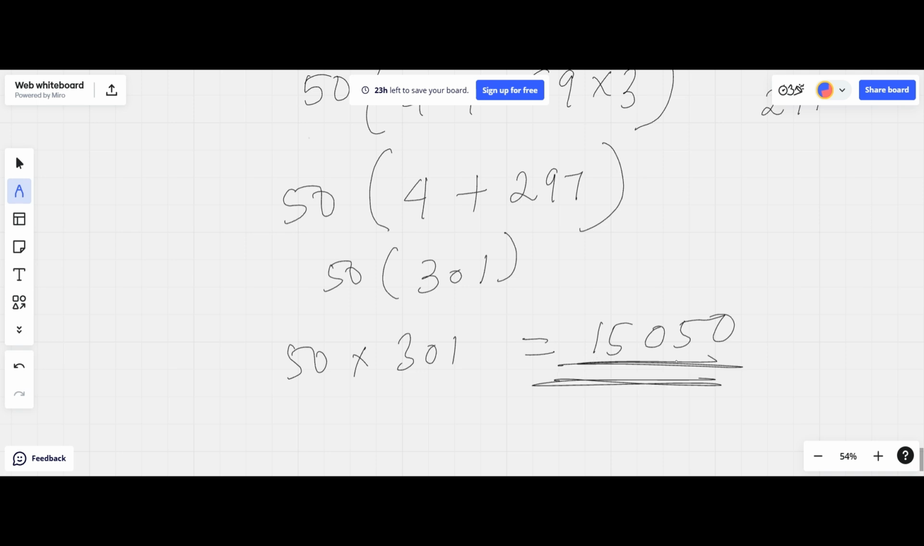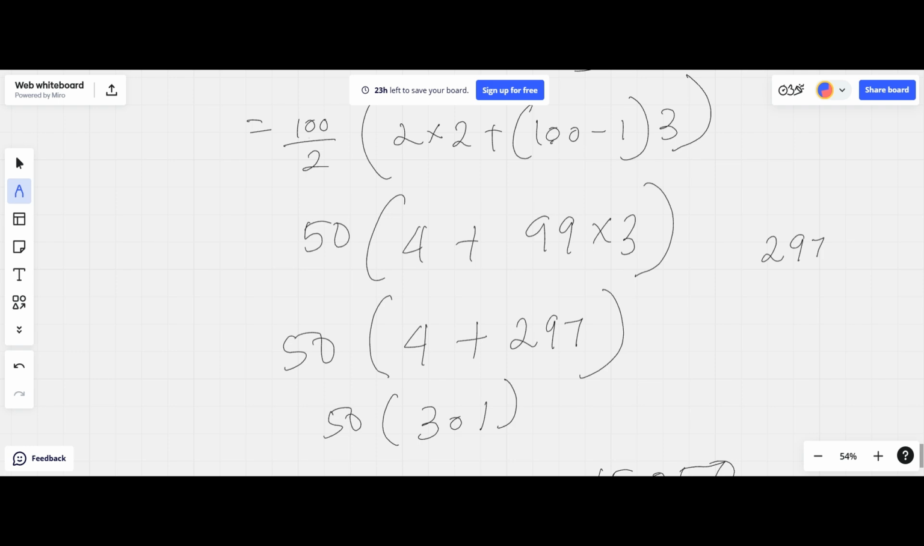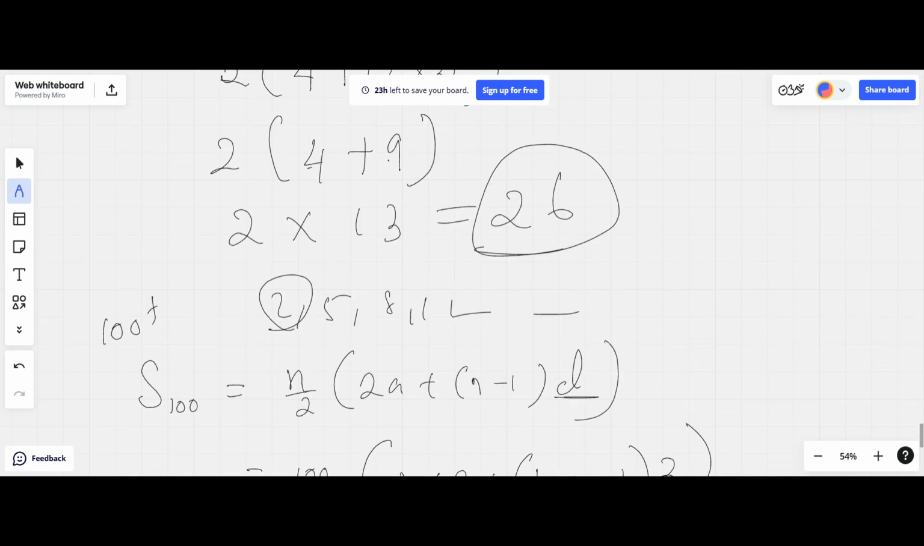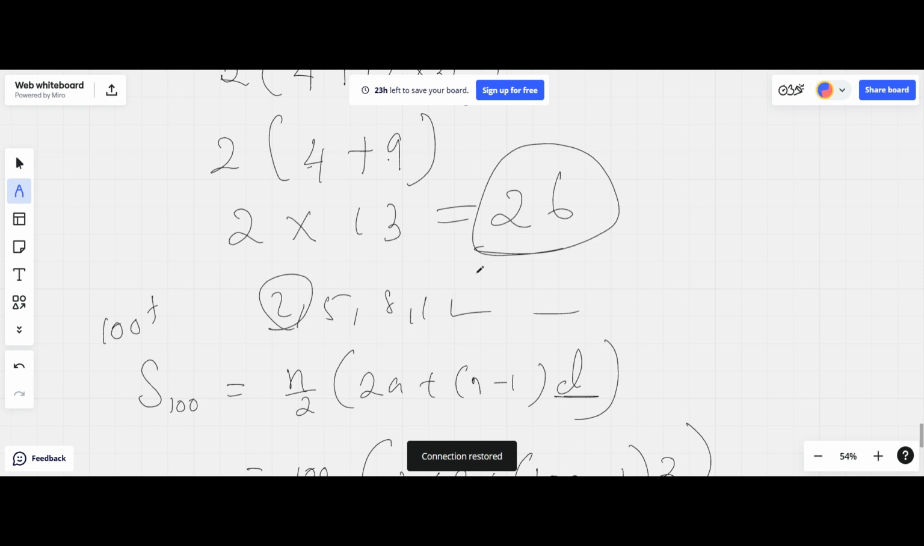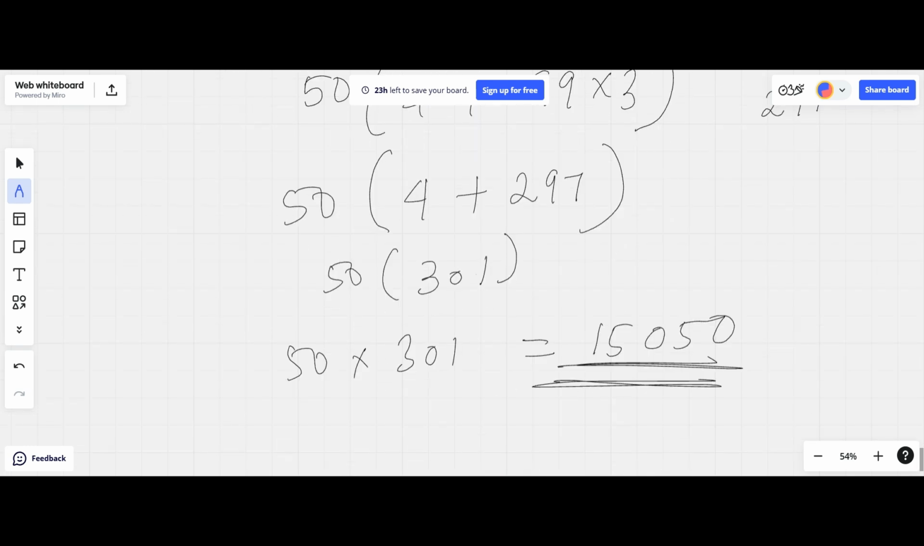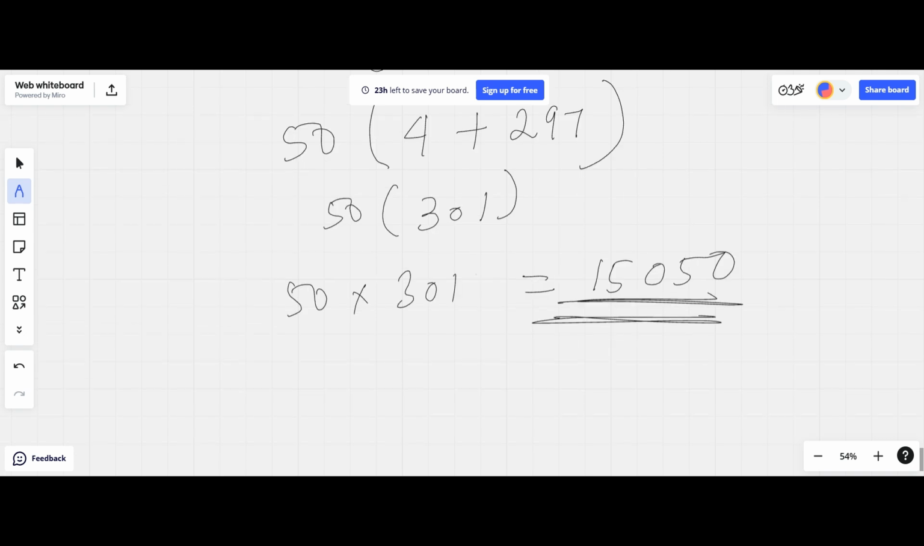Think how easy it is. Using this formula you can find this in less than 1 minute. Just think, if you are going to add one by one, how much time you will take. So here, using this formula you can get this easily.